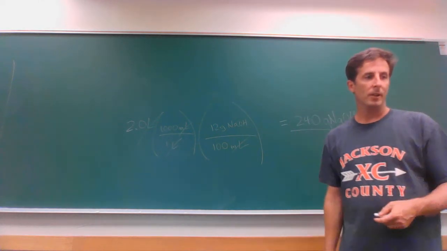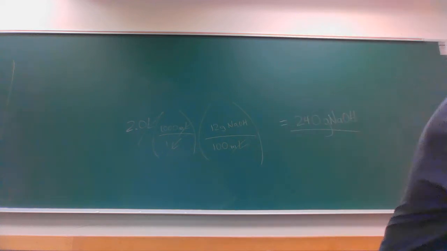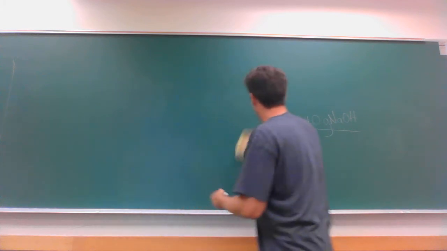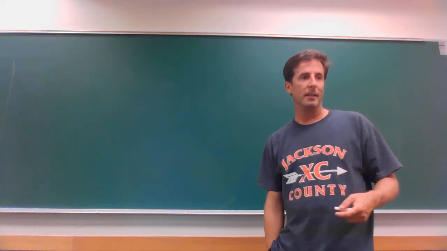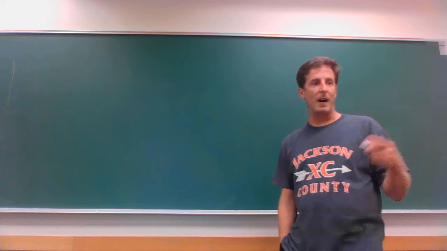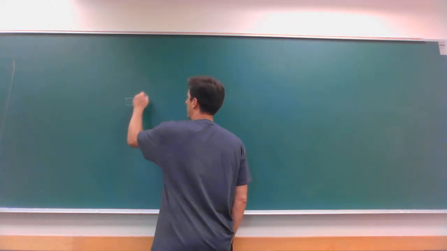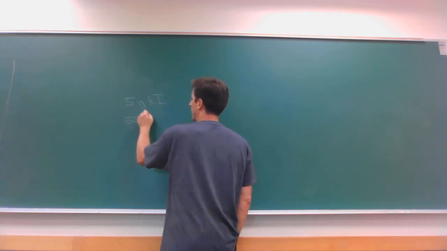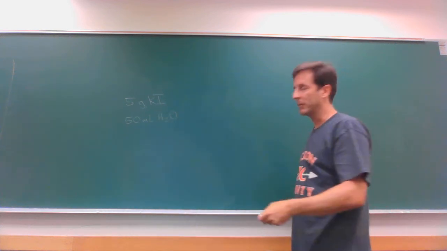All right, so now slide 24. We're getting into problems that are a little bit harder, using some of the concentration units that we haven't seen before. So I want to find, in the first problem, the mole fraction of potassium iodide in a solution prepared by dissolving 5 grams of KI in 50 mL of water. So I have 5 grams of potassium iodide, 50 milliliters of water, and I want to find the mole fraction of KI.